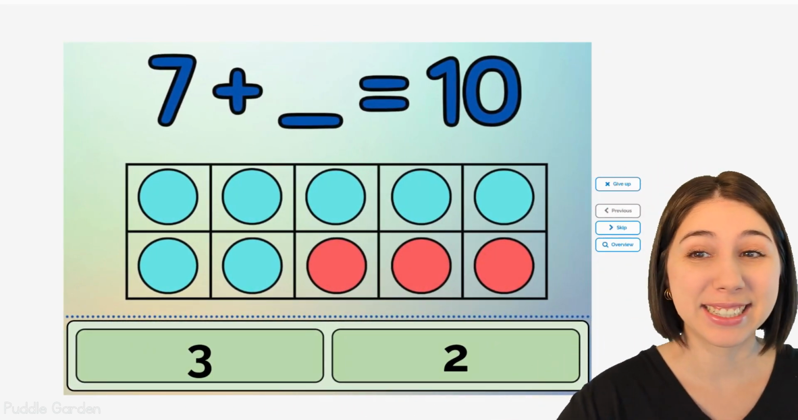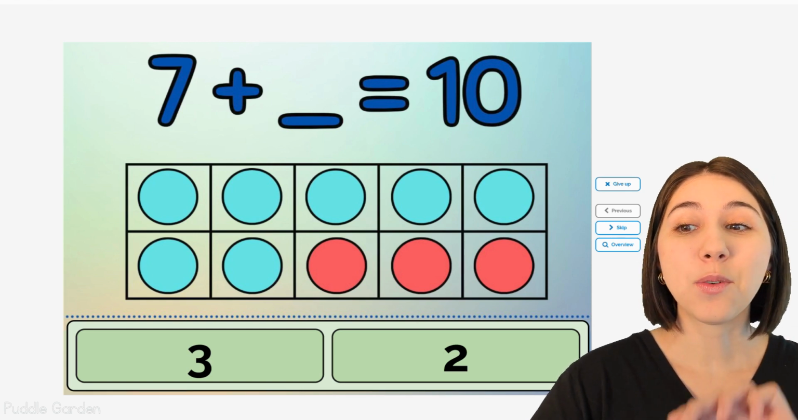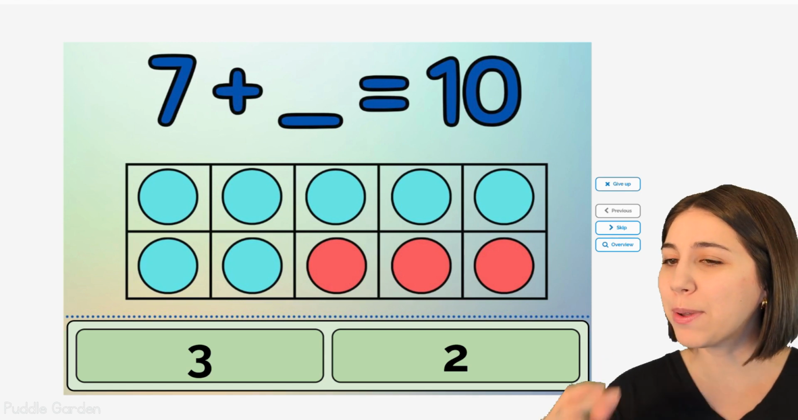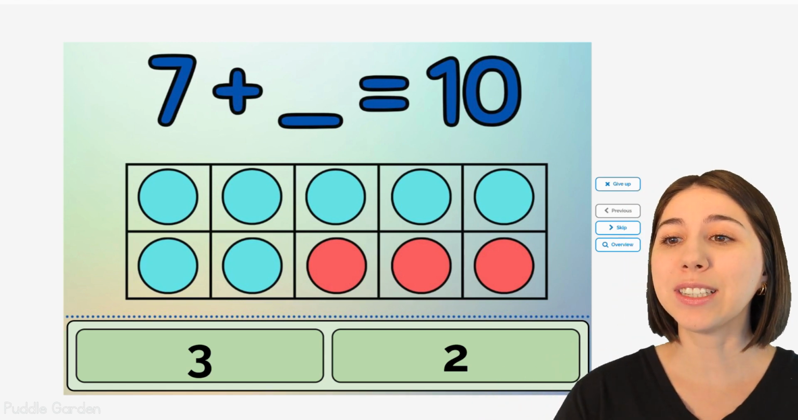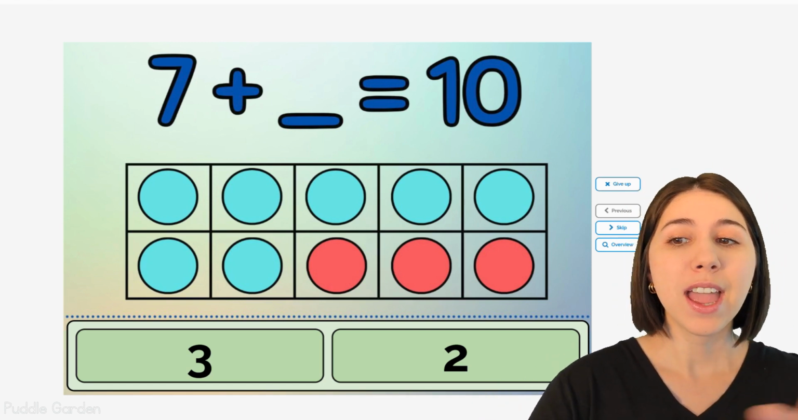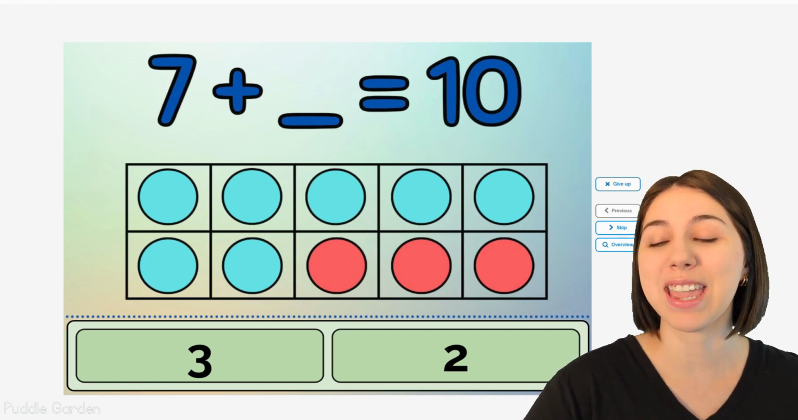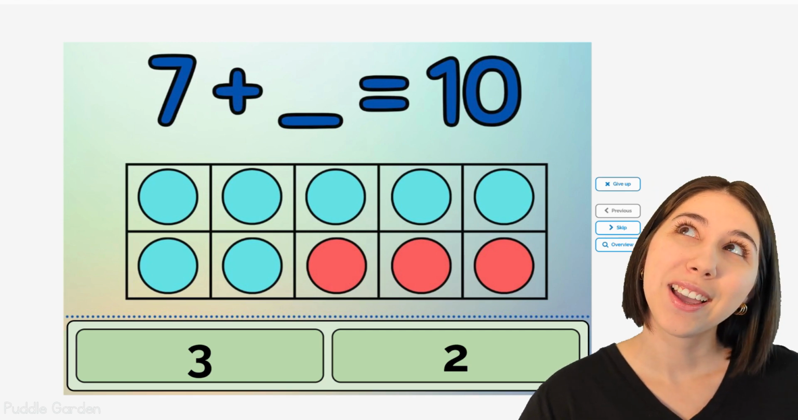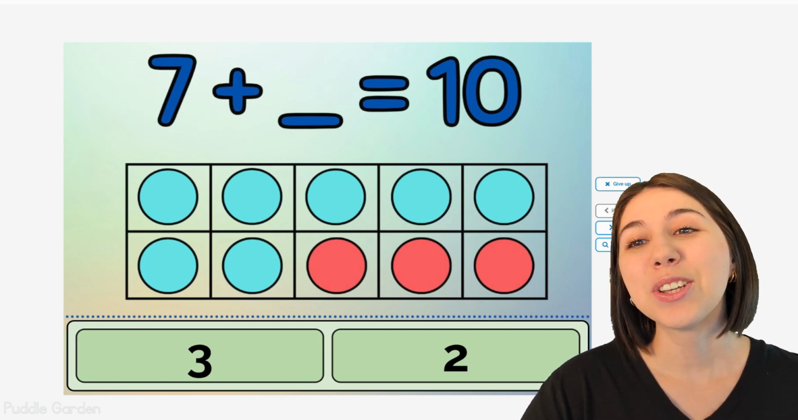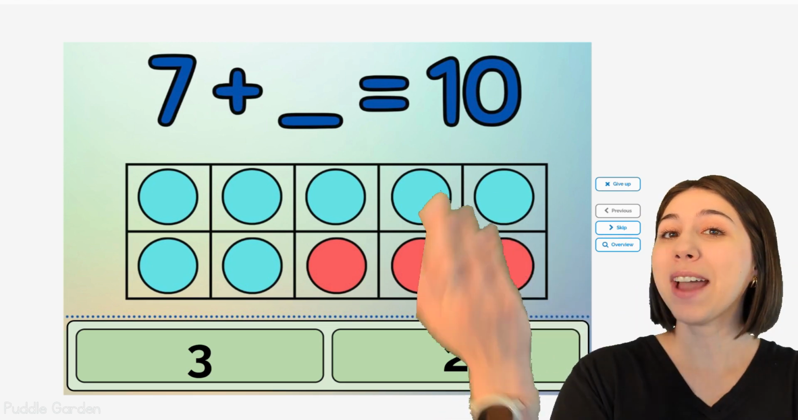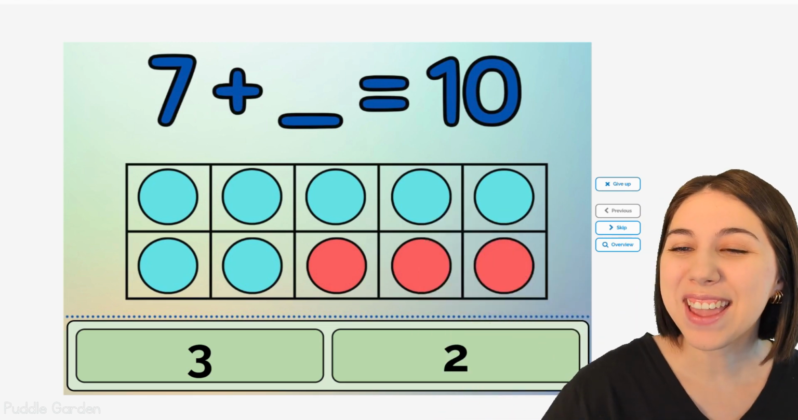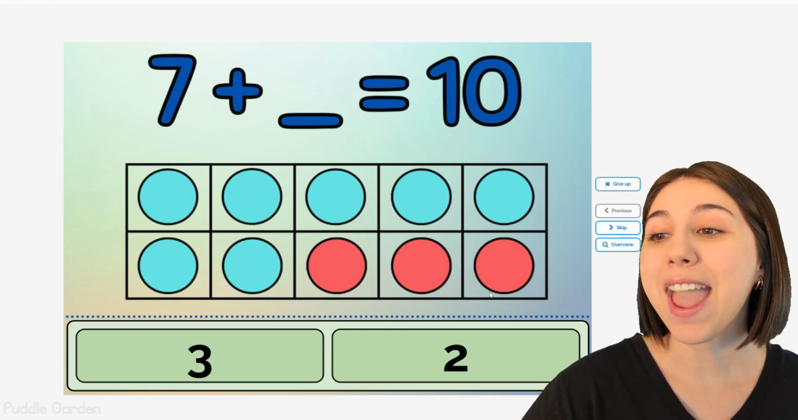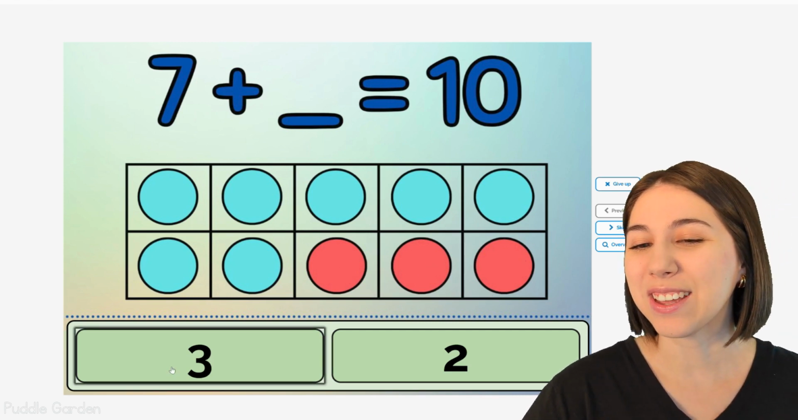All right, 7 plus blank equals 10. How many red dots do we have? I think you'll get this one pretty quick. How many red dots do we have? We have 7 blue, and we want to add those reds to make 10. I'll give you about 5 seconds. 5, 4, 3, 2, and 1. And we have how many reds? That's right, we have 3. We have 3 reds. 1, 2, and 3. Good job.